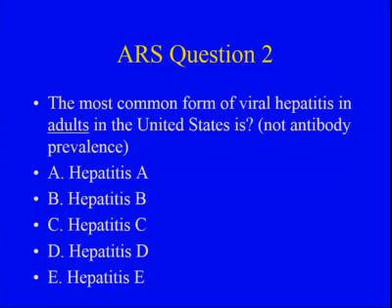So how about in adults? The most common form of viral hepatitis in adults in the United States, and this does not talk about antibody prevalence, is hepatitis A, B, C, D, or E.